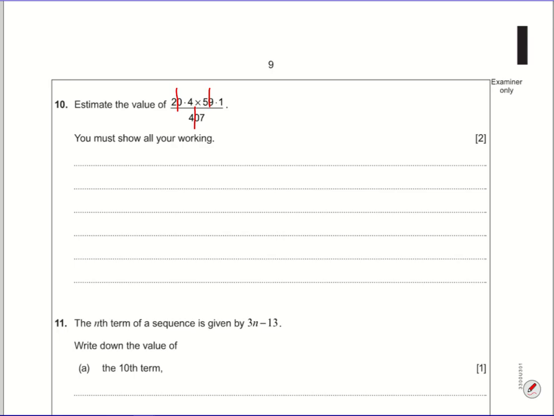So 20.4 rounds to 20. 59.1 rounds up to 60. And 407 rounds down to 400. You should really have just one number at a time and then just lots of zeros, but the zeros are not going to be a problem for us.